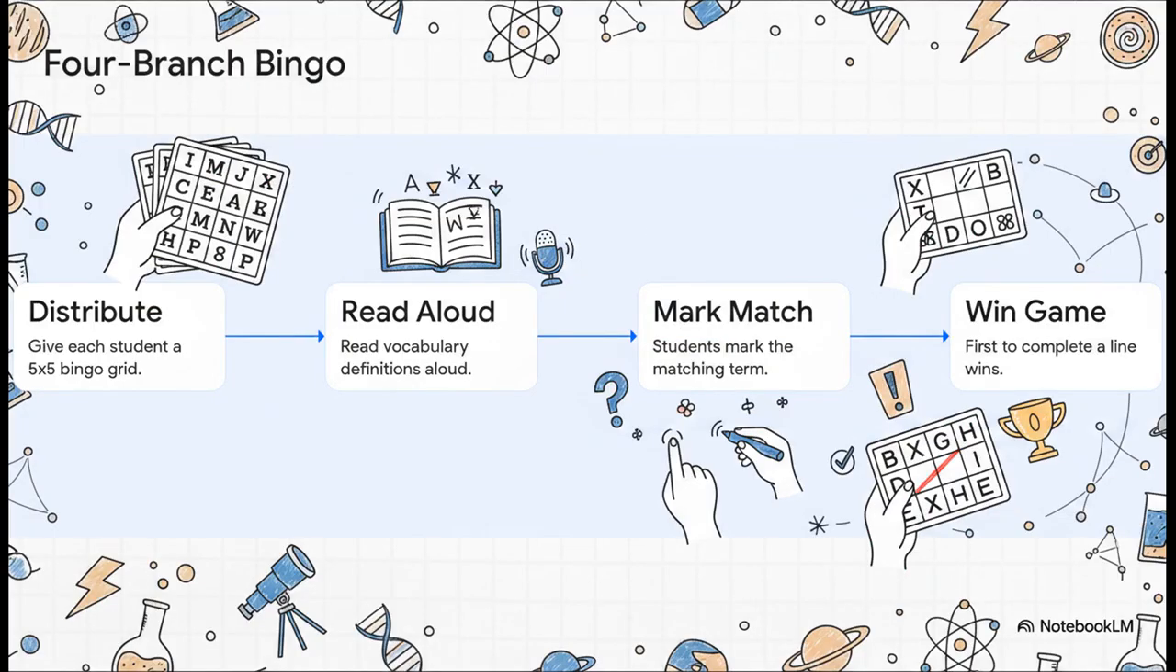So, how do we make mastering those baseline definitions a bit more engaging? Well, we gamify the grind. The source gives us this brilliant, highly instructional way to review vocabulary across all these branches at the exact same time. 4-branch bingo. It's super simple. Step 1, you give each student a 5x5 grid bingo card. Step 2, the instructor reads the vocabulary definitions out loud or maybe projects them on a screen. Step 3, students frantically search their cards and mark the matching terms. And step 4, the first one to complete a row, column, or diagonal wins the whole shebang.